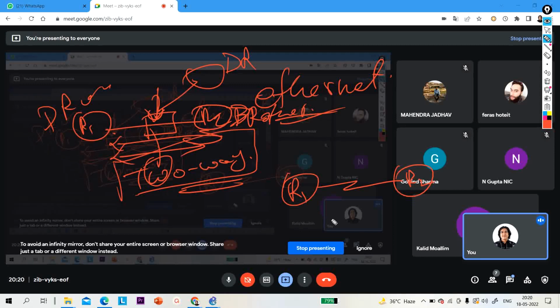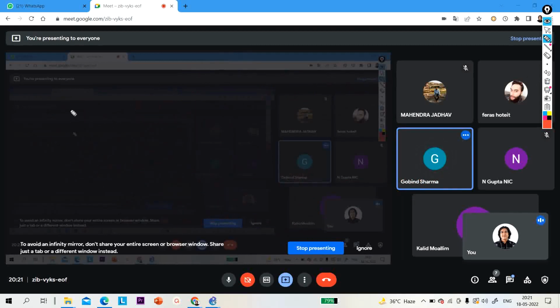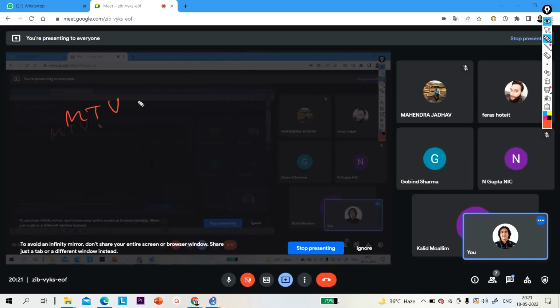Okay, if neighborship gets stuck in ExStart state, what can be the reason? MTU size. MTU mismatch. Okay. Yes. Anything else?